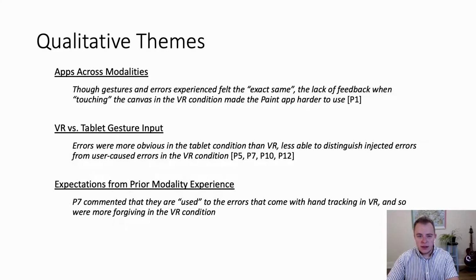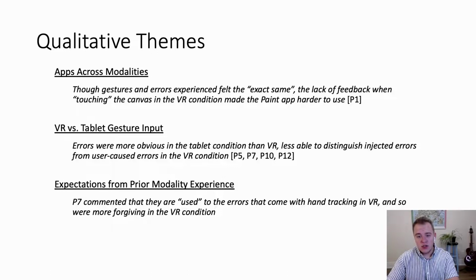And so while I can't quite go through all of the results, we did find some interesting themes from our qualitative analysis. The first was that the context of the app mattered across modalities. So participant 1 said that though the gestures and errors felt the same, the canvas interaction felt very different because you weren't actually touching the canvas in VR. It made the Paint app harder to use.